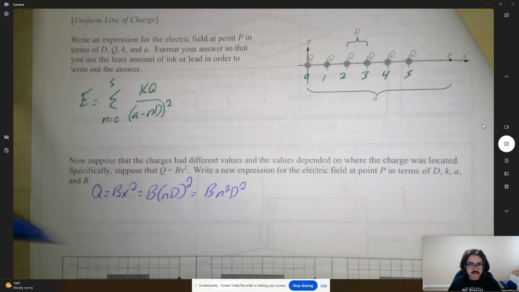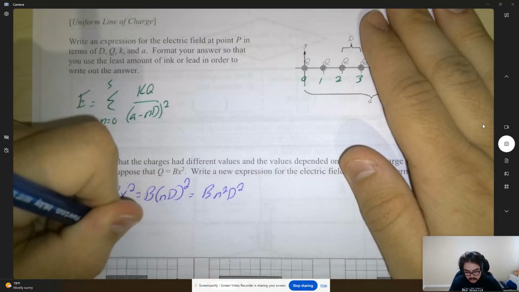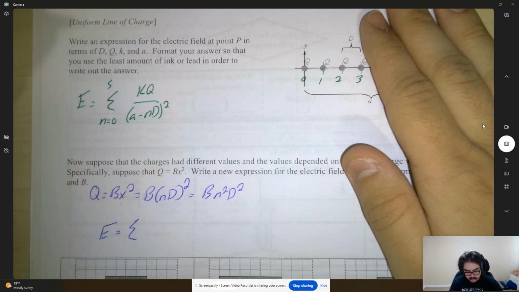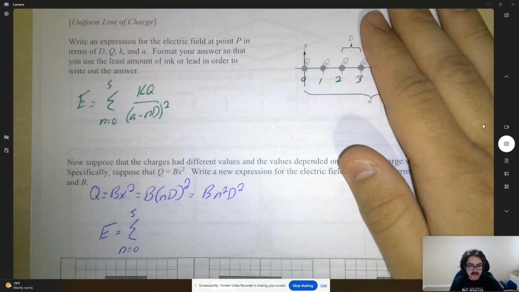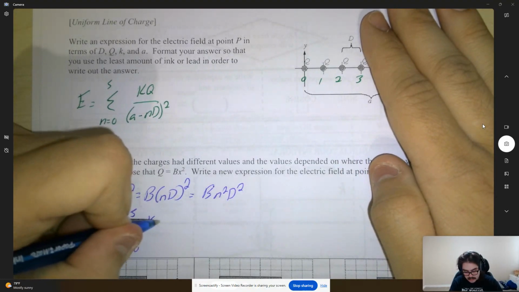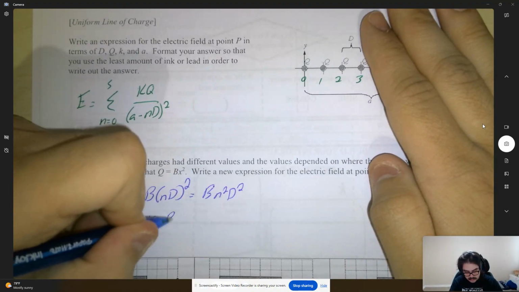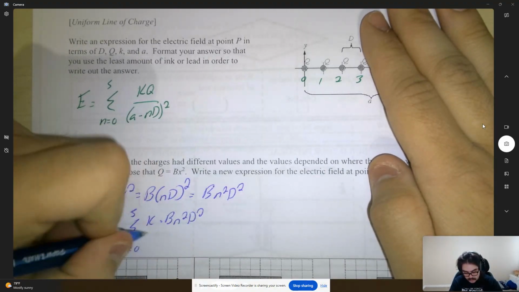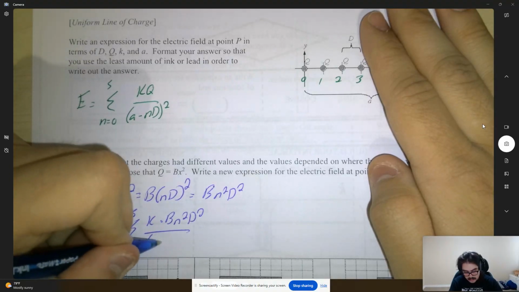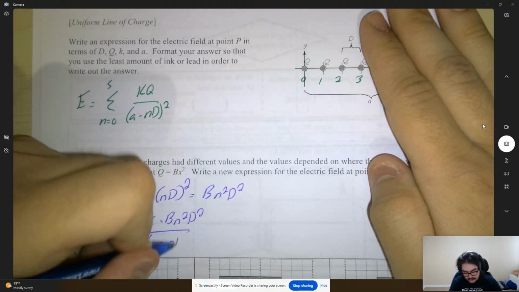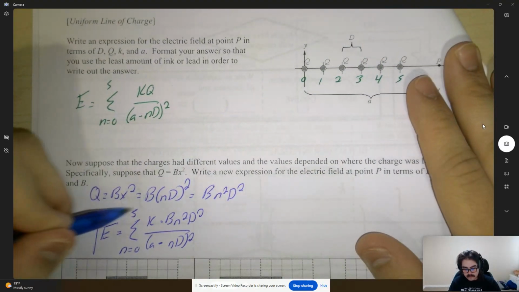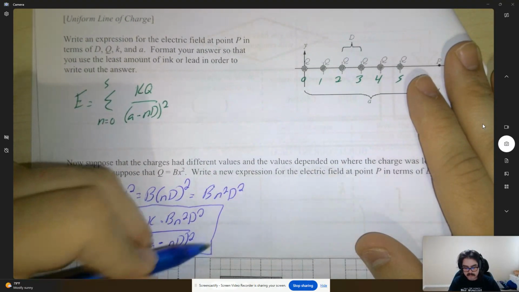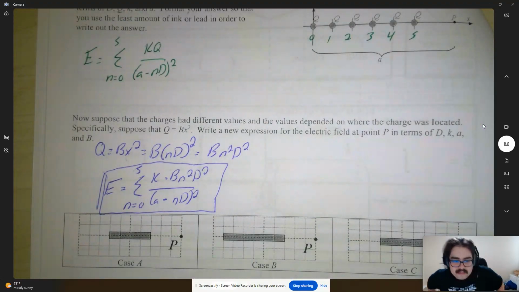And so now I can replace this for Q in the previous equation. So I would simply do E equals the sum from n equals 0 to 5 of k times b n squared d squared over (a minus n d) squared. And you don't have to simplify any more than that. I'm actually completely fine with this.